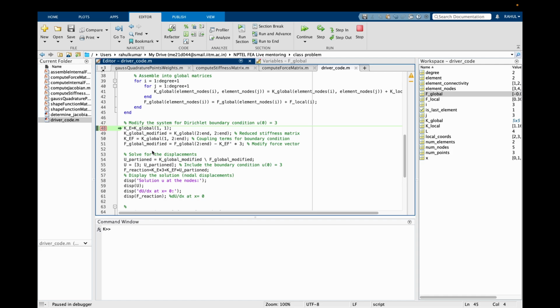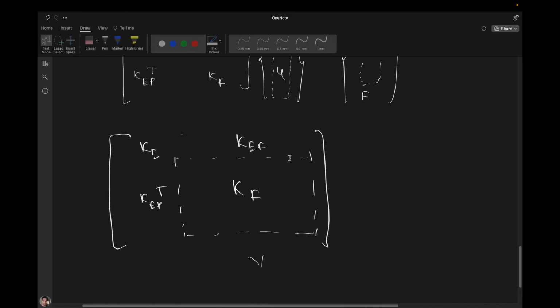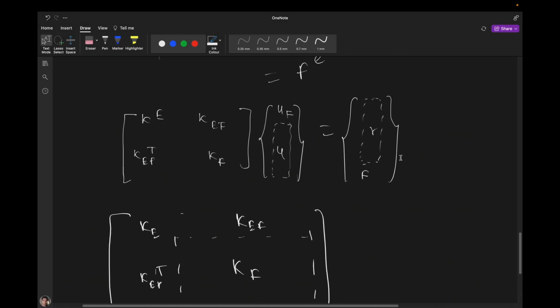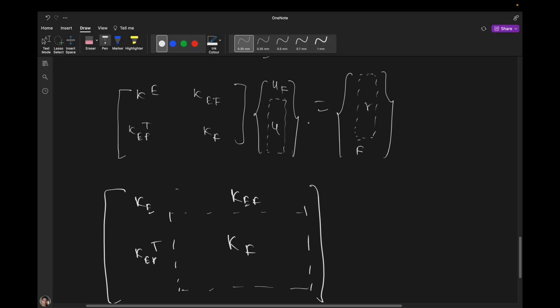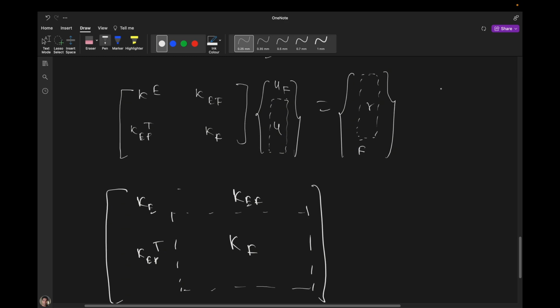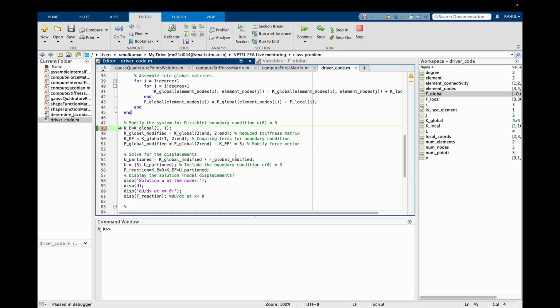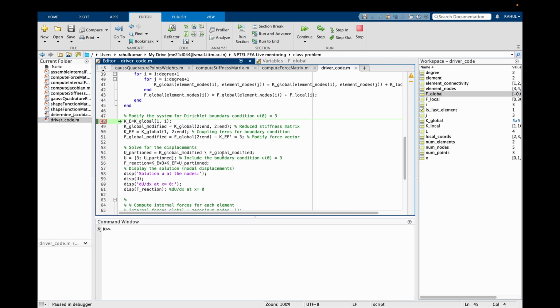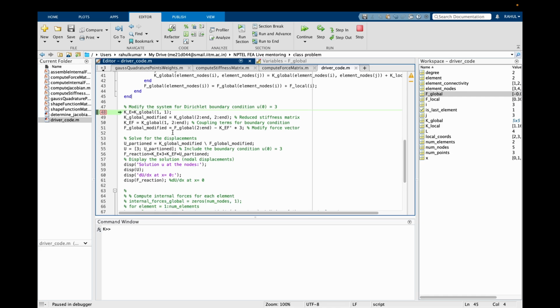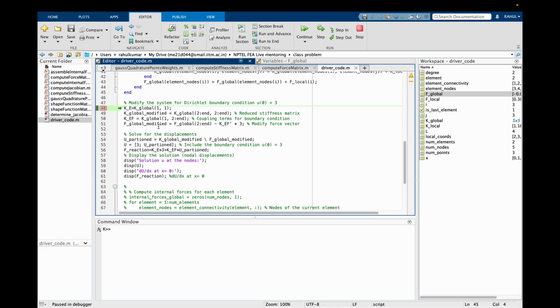And KF global modified was nothing but this part. We already know that we have to move this part to this side, and we have to also write the force condition. So that's why it becomes f global 2 to end minus 3 times this. Then we will get f global modified. After getting f global modified, we will get u.